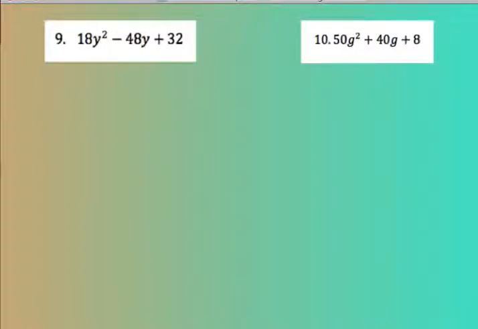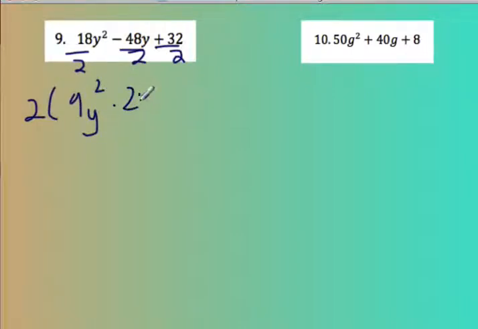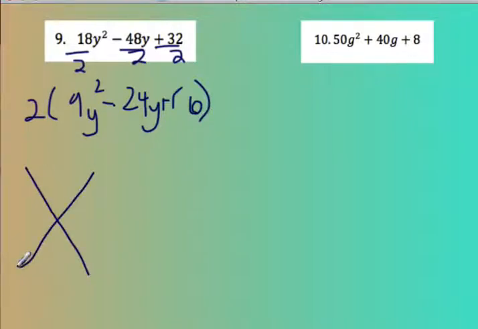For number 9, I noticed that 18, 48, and 32 can all be divided by 2, so I'm going to start by doing that. I'm going to divide each of these by 2. If you forget, it's not a huge deal, but it makes your numbers a lot easier to deal with. So then we end up getting 9y squared minus 24y plus 16. That 2 is your little sister. We can ignore our little sister till we get to the very end of the problem.